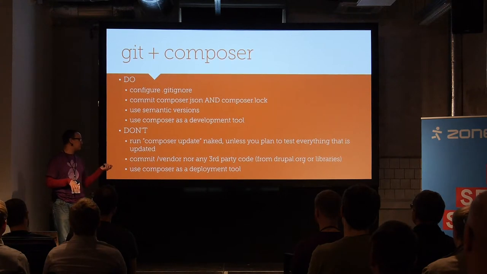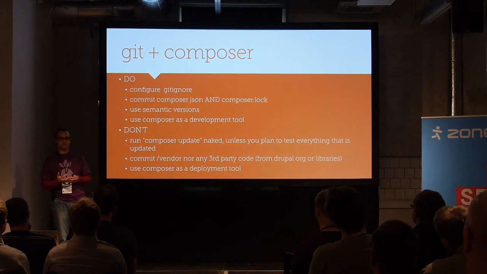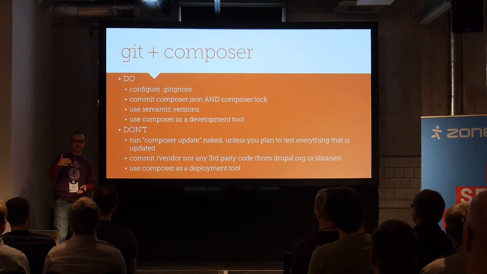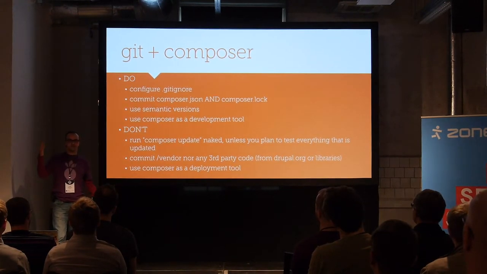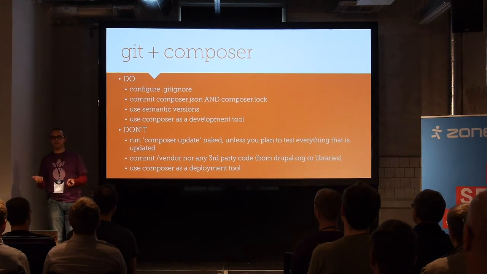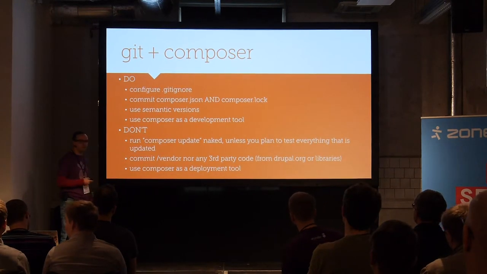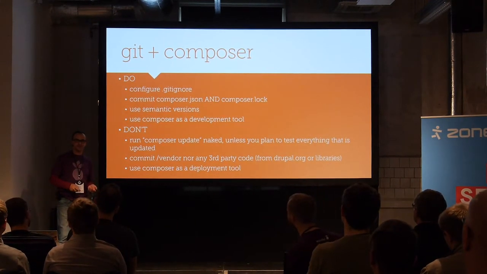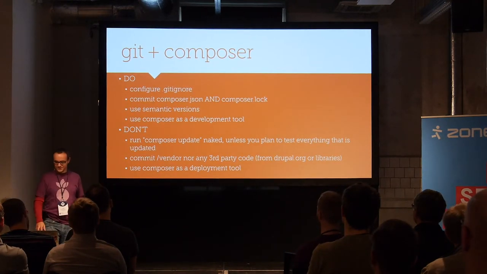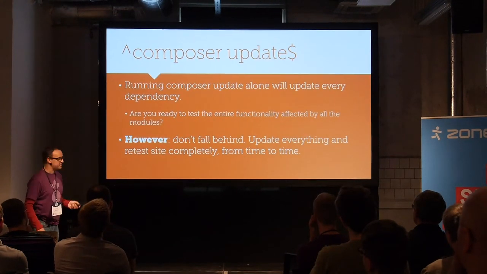If you commit the Drupal.org stuff and the vendor, a pull request, instead of being like 100 lines that someone can read, could potentially be like 3 megabytes of lines and lines that you have no idea why are in the pull request. Do you actually need that there? Why are you putting it in the repo? What's the sense? I'll talk about that later.